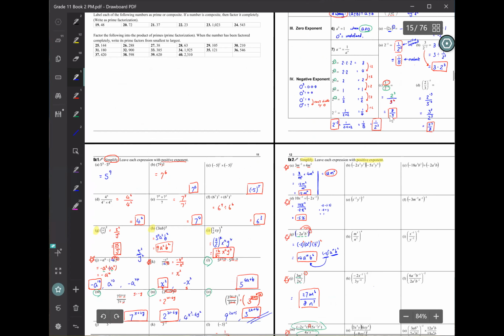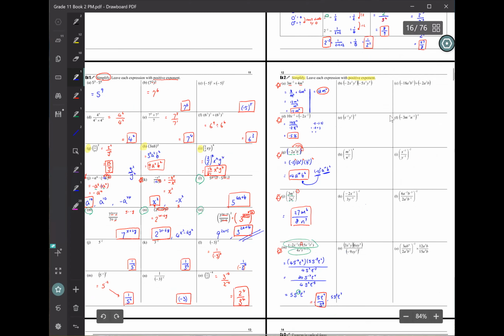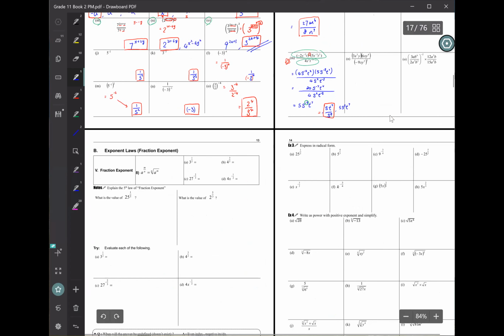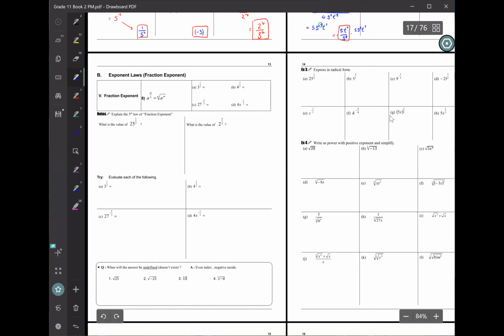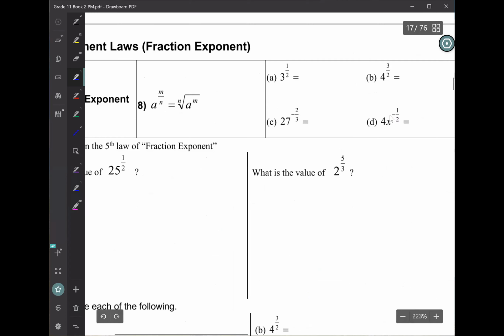Last time we covered all the rules, starting from same base, same exponent, zero exponent, and negative exponent. Today we're introducing a new rule for exponents: what happens if the exponent is a fraction. For example, like 1/2.